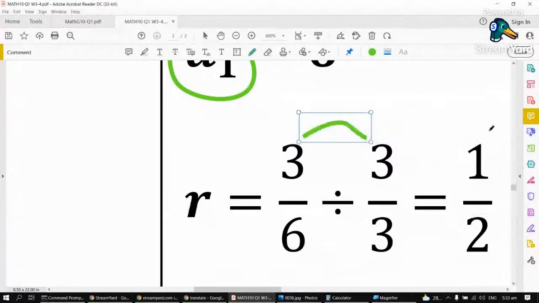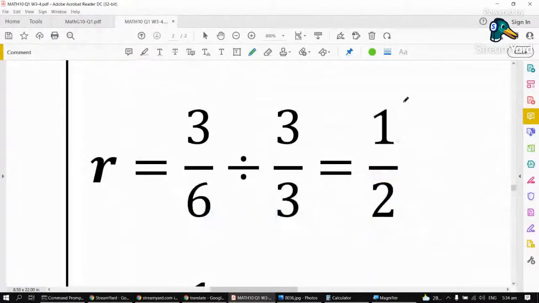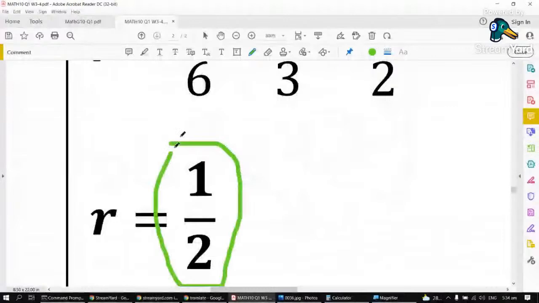3 divided by 3 is 1. And 6 divided by 3 is 2. So, ang ating common ratio is 1/2.